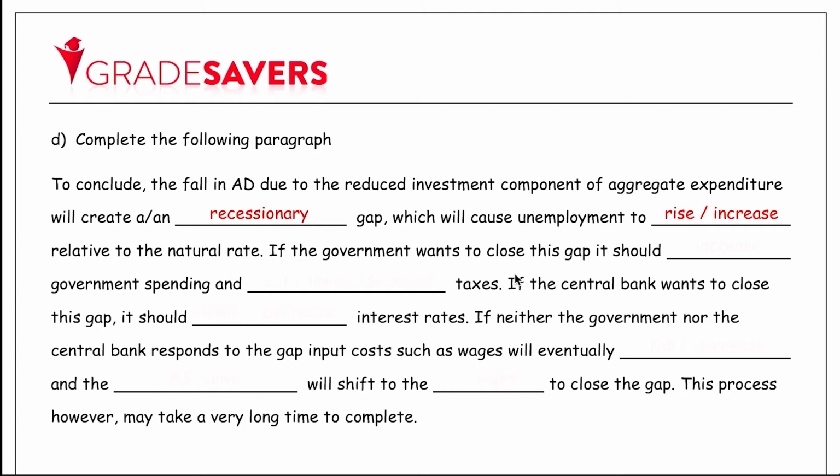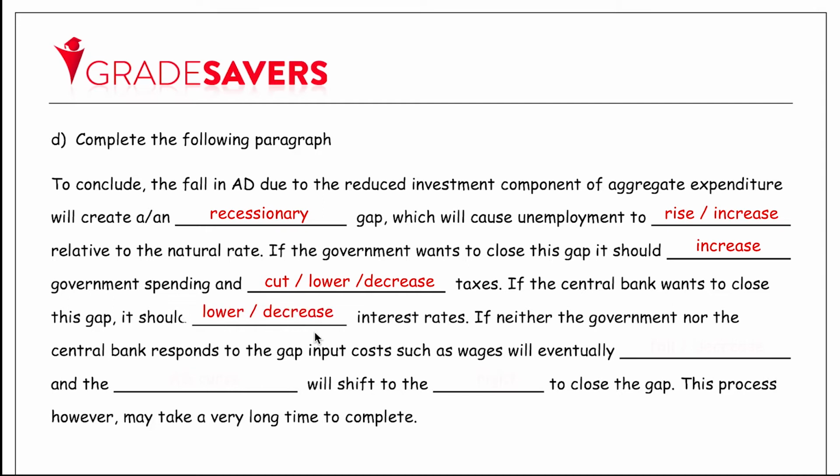If the government wants to close this gap, it should blank government spending and blank taxes. So at this point, we're talking about discretionary fiscal policies. The problem in the goods market is that there isn't enough spending. And so if the government wanted to fix that, they should either increase government spending or they should cut, lower, or decrease taxes. If the central bank wants to close this gap, they can change interest rates by decreasing them or lowering them.